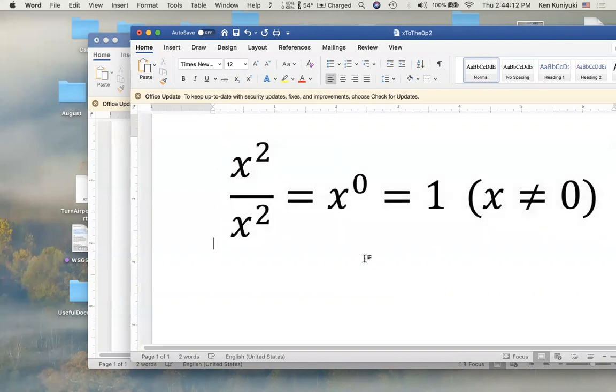Now, 0 to the 0, you might call that undefined. Again, sometimes it's called 1 in polynomial theory, but we'll talk about 0 to the 0 later. But if x is not 0, certainly x to the 0 is 1.